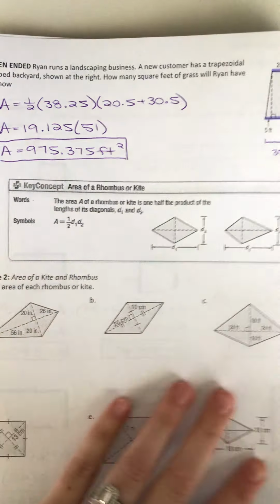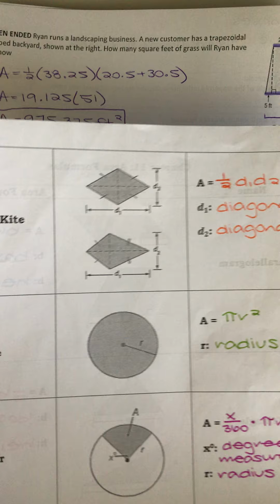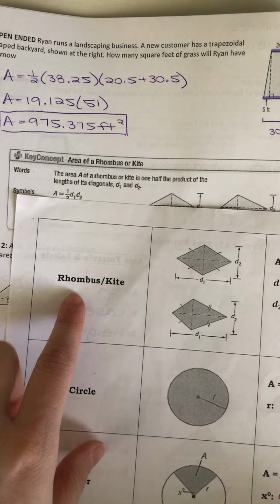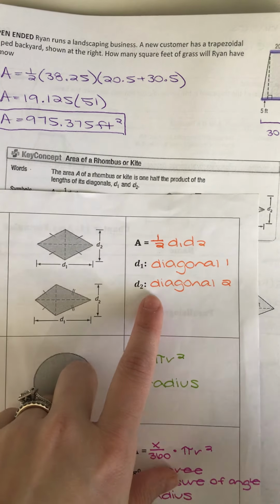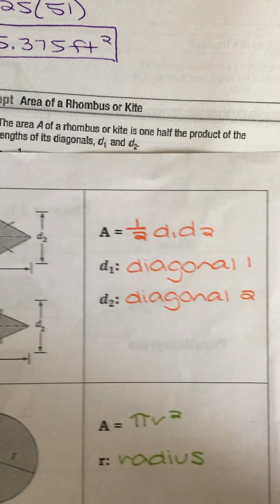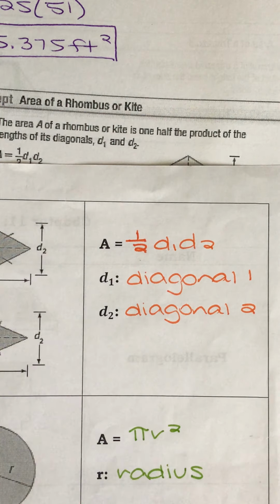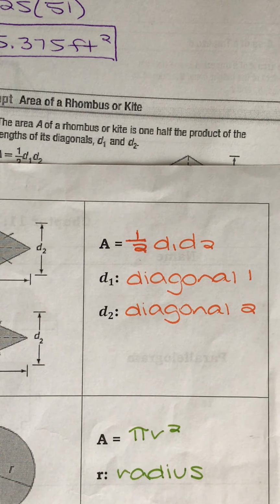when it says area of rhombi and kite, on your formula sheet, on the back where it says rhombi and kite, you will see that your formula is 1/2 D1 times D2. D1 stands for diagonal 1, D2 stands for diagonal 2. Make sure you write that in on your orange sheet.